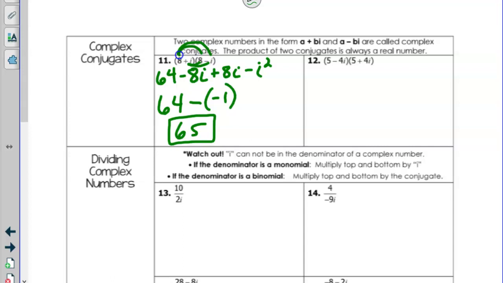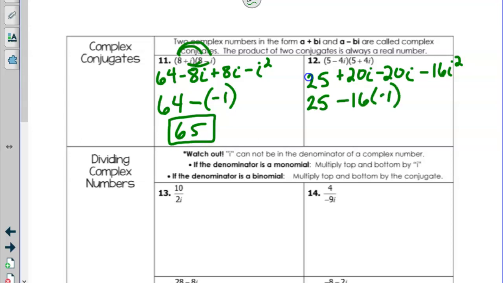All right, go ahead and do number 12 on your own. So when we FOIL, 5 times 5 gives me 25. 5 times 4i gives me positive 20i, then minus 20i. Then we get minus 16i squared. What will happen to my middle terms? Cancel out, right? So now we have 25 minus 16 times negative 1. So negative 16 times negative 1 gives me positive 16, and what do I get? 41, good. Walking around, the vast majority of you got that, and if you didn't, it was a simple error. So any questions on number 12?